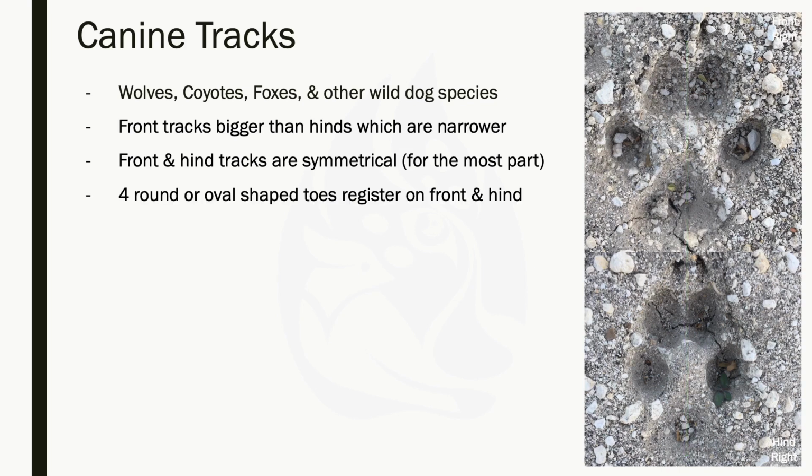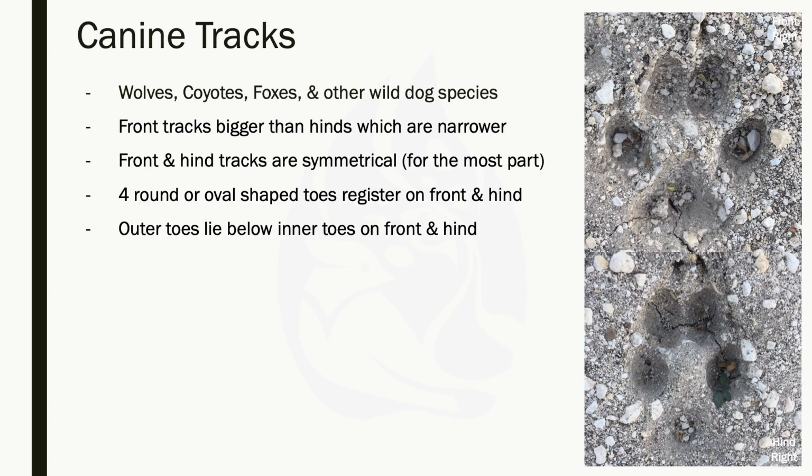And then you'll also notice always on canines they have 4 toes, okay? They're going to be either oval or round shape, okay? Same on the front as it is the hind. Some species are a little more round, some are a little more oval, and it depends on the substrate. But they're not going to be typically tapered. They're just going to be this kind of oval shape, not so much teardrop.